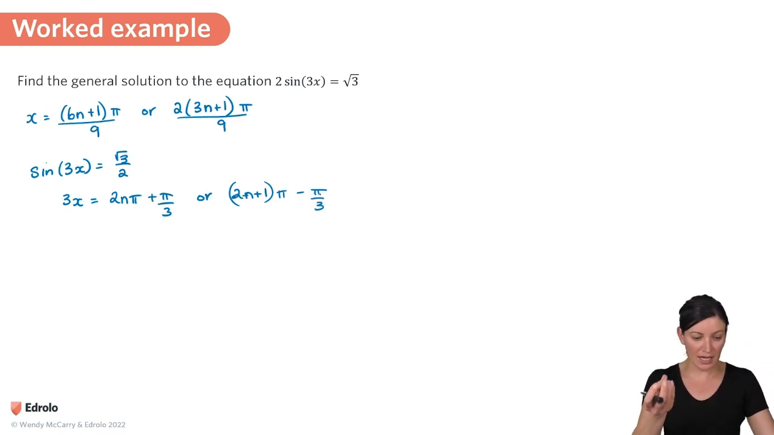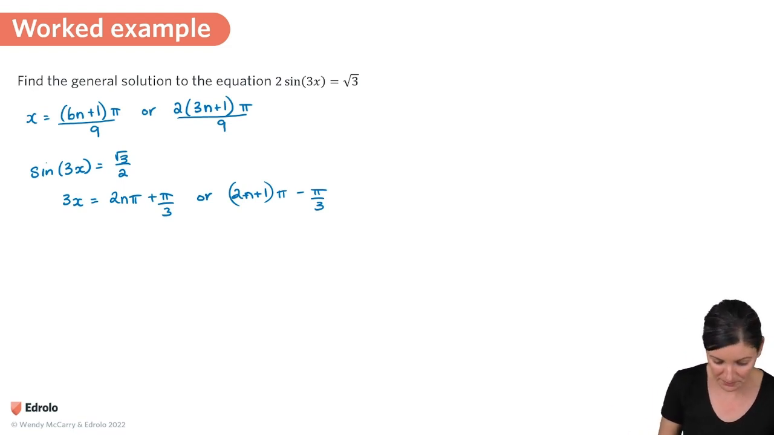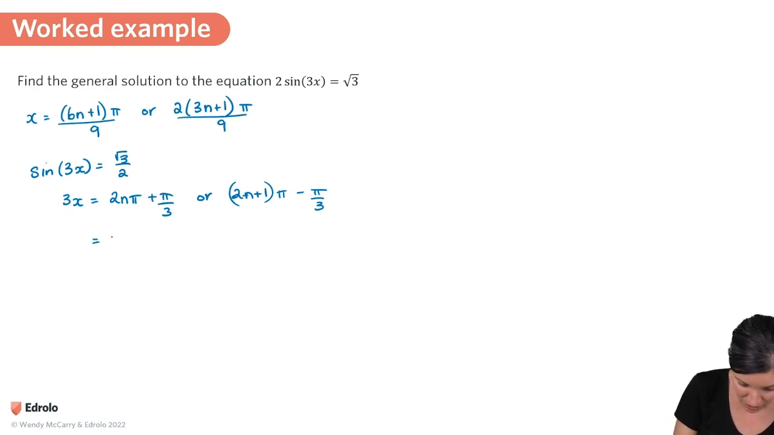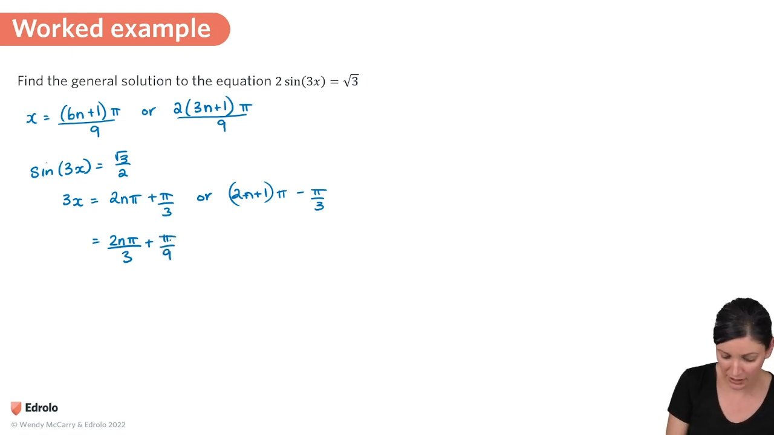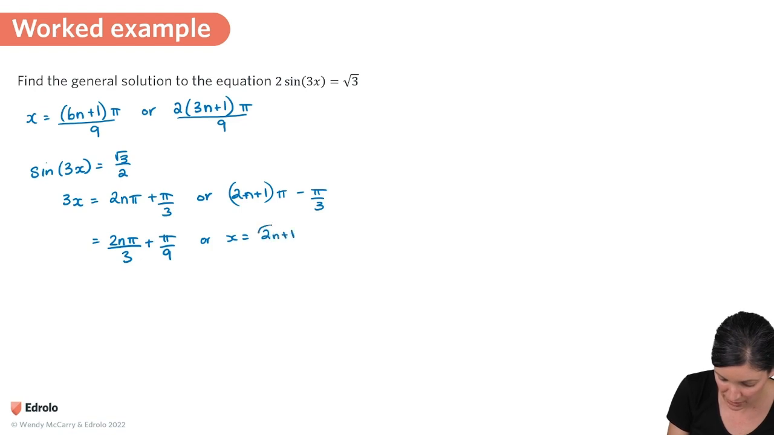Now, because in the brackets there we had 3x, we need to divide both of these answers by 3. So make sure you're dividing every single term by 3. Okay, so here we have 2n pi over 3 plus, this will become pi over 9. Or we have x equals (2n plus 1) pi divided by 3 minus pi over 9.